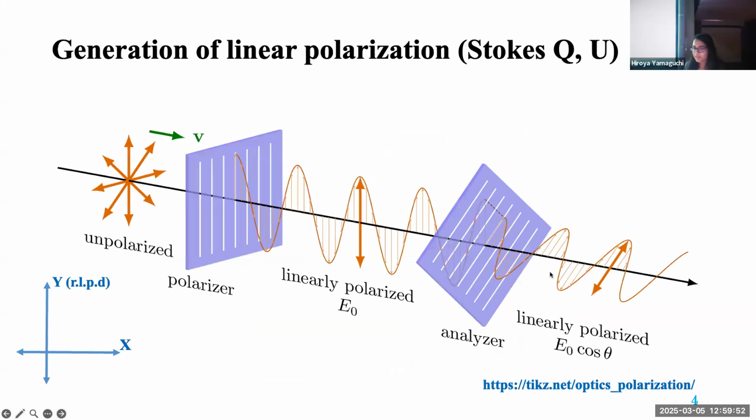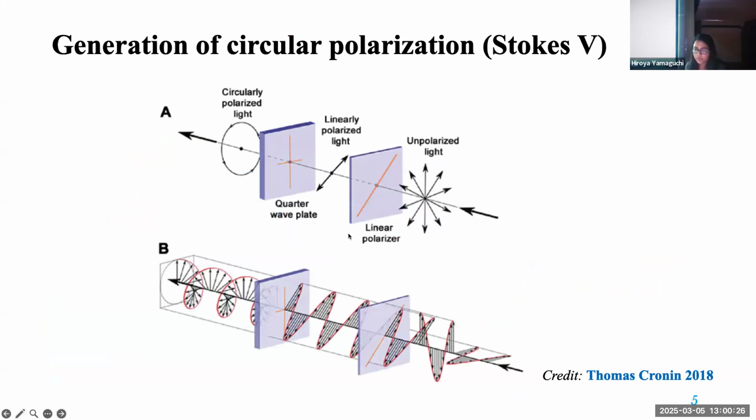So this is a basic optical setup showing how to generate linear polarization, Stokes Q and U. If we have a wire grid polarizer with windows etched along a particular direction, and we let unpolarized light pass through it, then the output will be linearly polarized along this particular axis. Similarly, if we rotate the polarizer by an angle theta, we get a component cos theta of this component E naught. To produce circular polarization, we keep a quarter wave plate just after the linear polarizer.